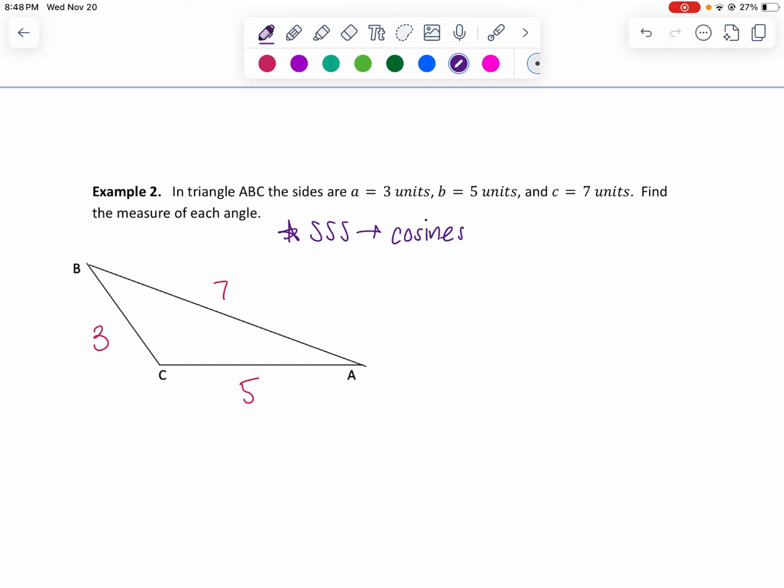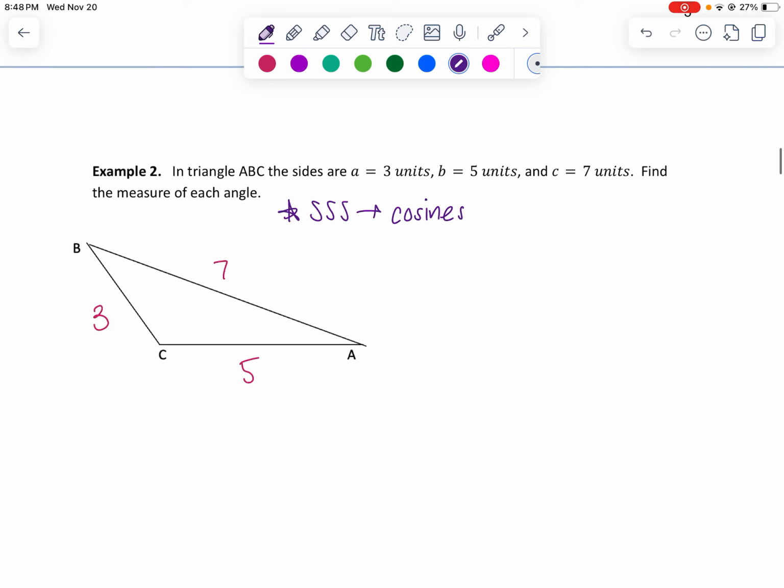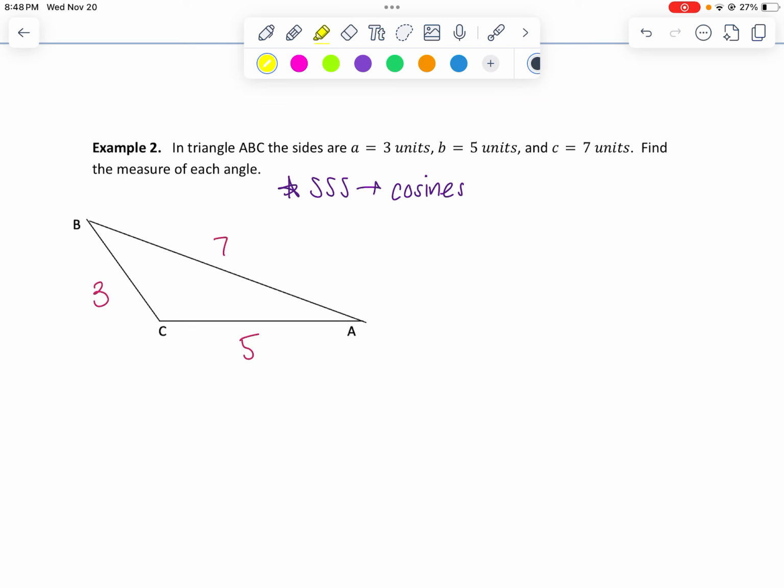Okay. We have to find the missing angle measurements. So that means we have to find angle B, angle C, and angle A. I'm going to start with finding angle A, so I'll do this one in blue. We have to find the measurement of angle A. Now it's the same exact thing, but now my included angle of A is what we're trying to find.